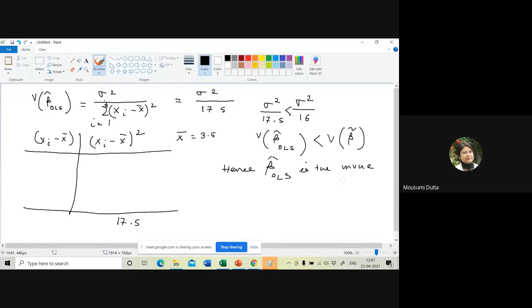And I told you to derive covariance of alpha hat, beta hat. This you need to find out, not for these numerical exercises, in general. This is the homework. Find out the covariance between alpha hat and beta hat.